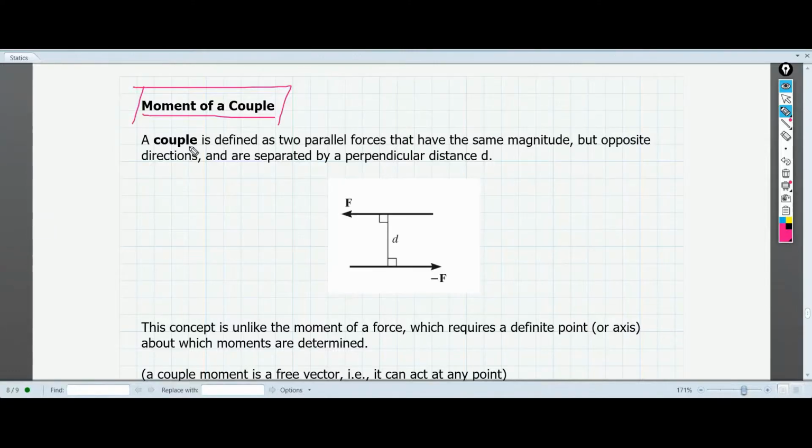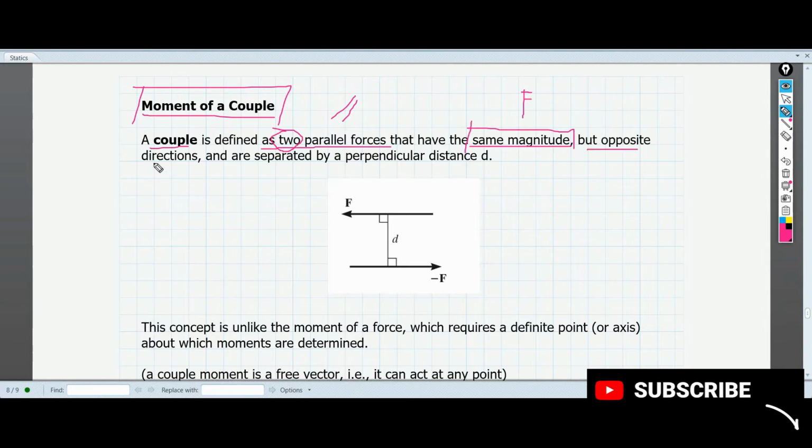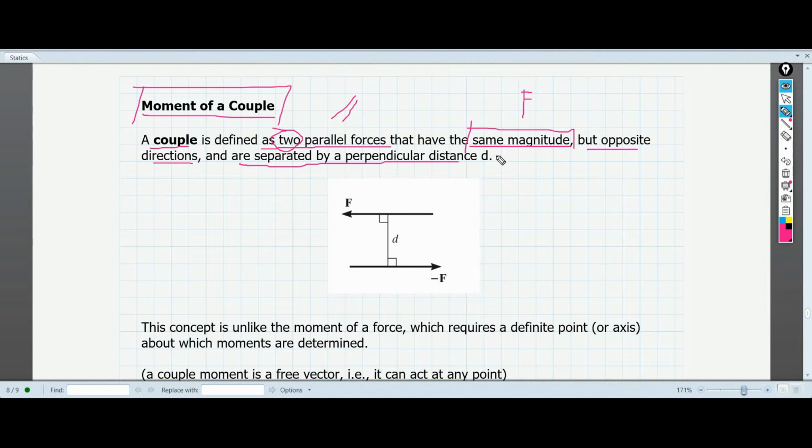So a couple, sabi dito, is defined as two parallel forces that have the same magnitude but opposite direction. So yung isa ay going to the right, yung isa going to the left, yung isa going up, yung partner niya going down. So ganun siya. And they are separated by a perpendicular distance d, perpendicular. So makikita natin yan dito sa ating figure.